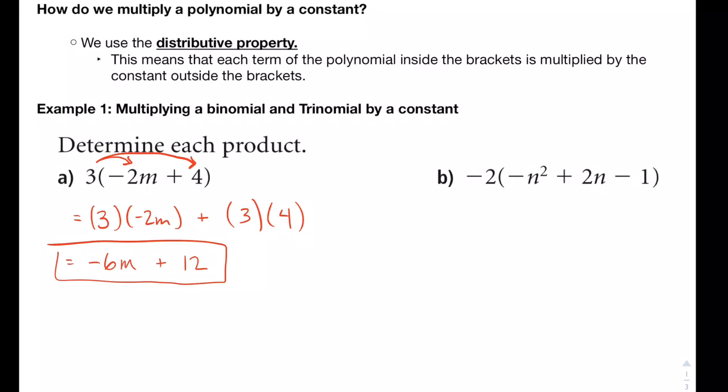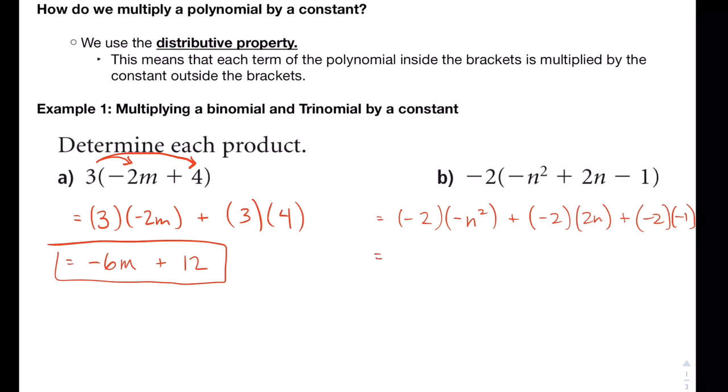Let's try another example where we have a trinomial. It's negative 2 times negative n squared plus 2n minus 1. If we're going to expand this, it looks like negative 2 times negative n squared plus negative 2 times 2n plus negative 2 times negative 1.